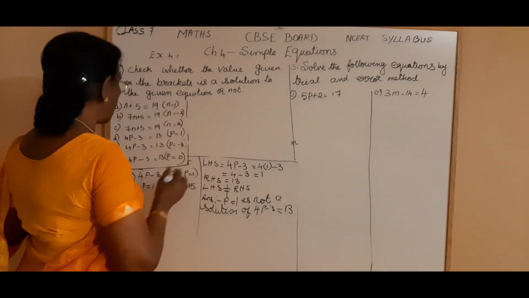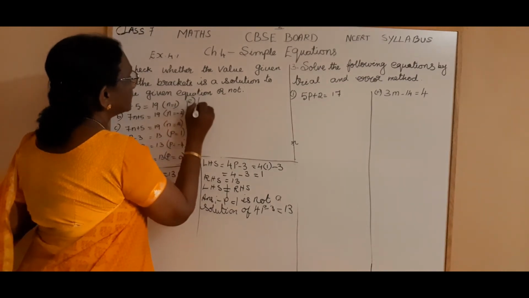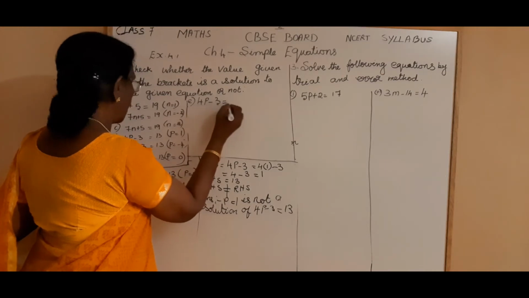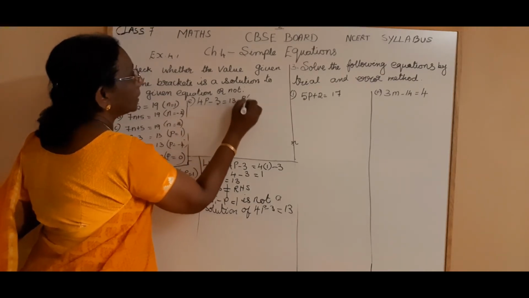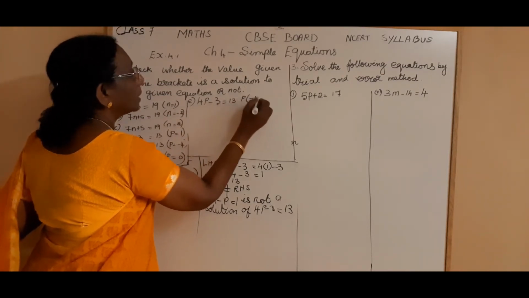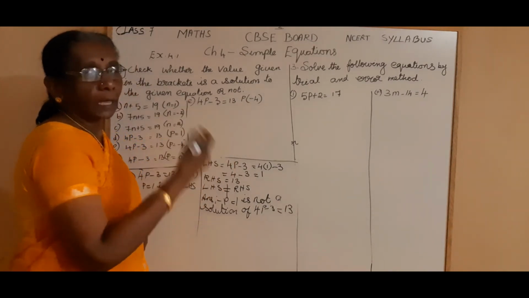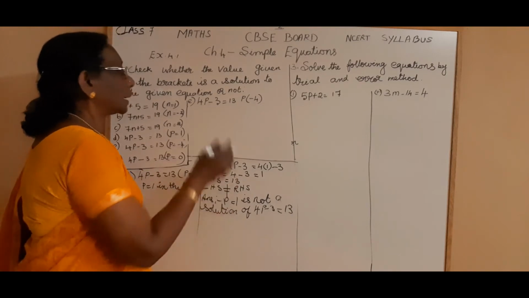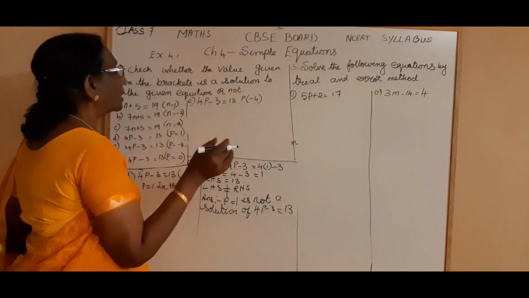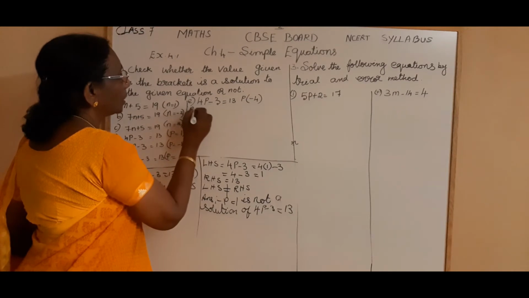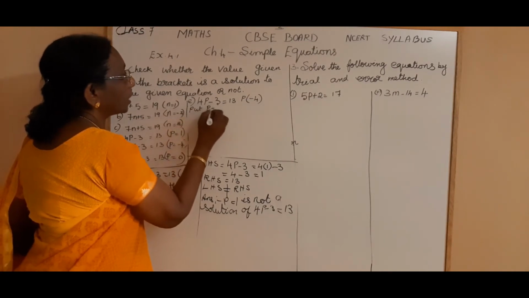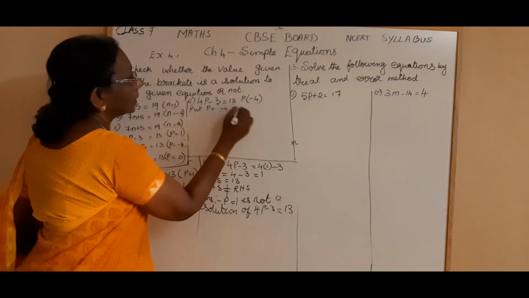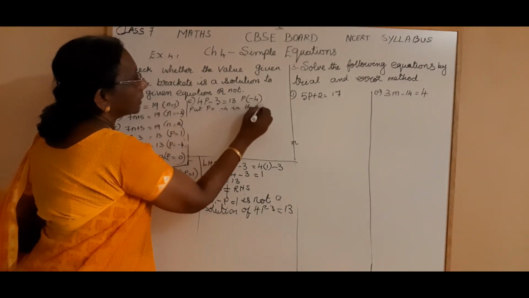What is sum number E? The same equation 4p minus 3 is equal to 13, and p is equal to minus 4. See, for the same equation we are giving different values and we are checking whether the given value is a solution or not. So again what should you do? Put p is equal to minus 4 in the LHS.